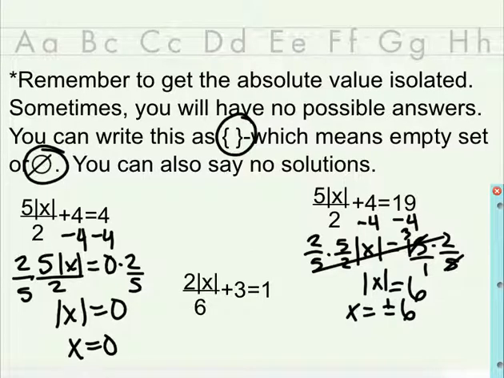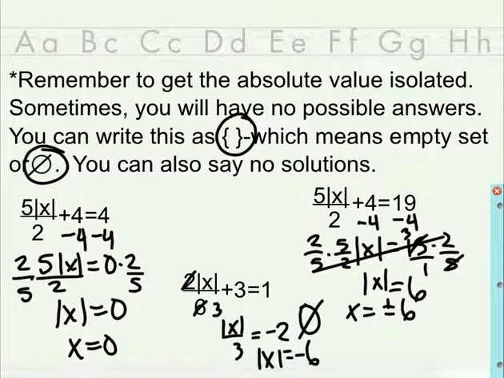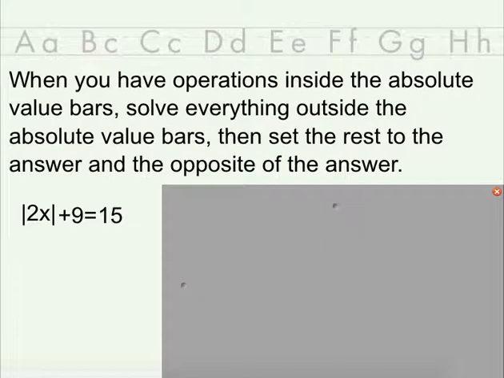And lastly, I'm going to subtract 3 on each side, and I'm also going to simplify this a little bit. So I have absolute value of x divided by 3 is equal to negative 2. When I multiply by 3, I get absolute value of x is equal to negative 6, which is not possible. So we say there are no solutions. Now, remember, we get our absolute value alone.